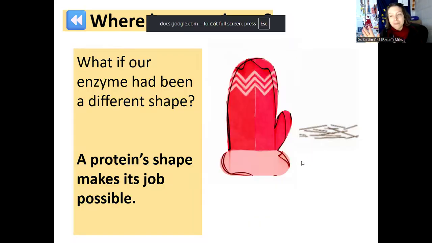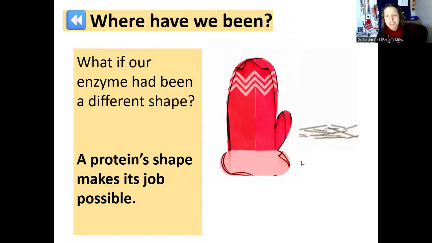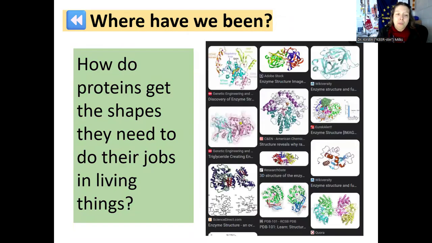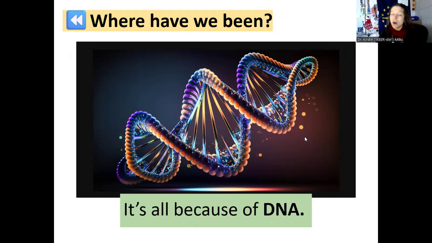Okay, so where have we been? We learned that enzymes do important jobs, and we thought about what would happen if our enzyme had been a different shape. And we remembered that a protein's shape is what makes its job possible, right? If you change the shape, like with pH, you don't really have an enzyme that can do the same thing, right? And so we had this big question: how do proteins get the shapes they need to do their jobs in living things? And we realized it's all in the DNA.